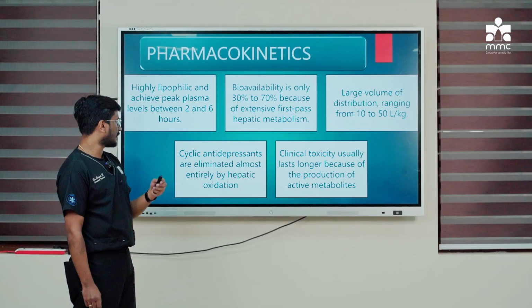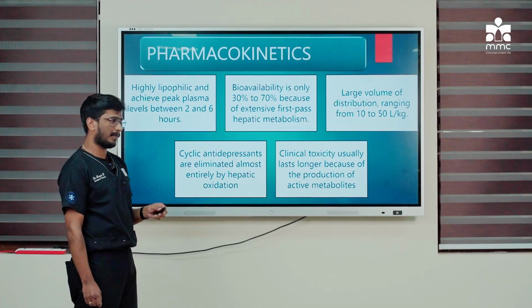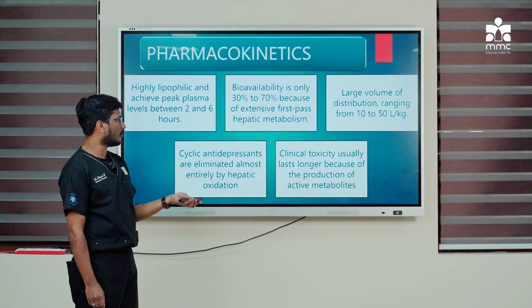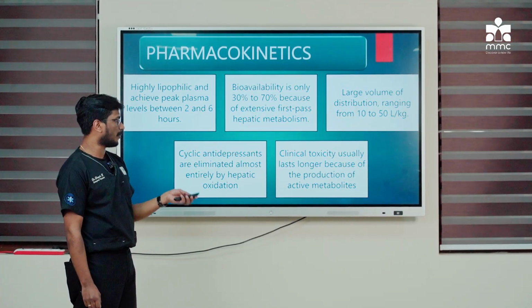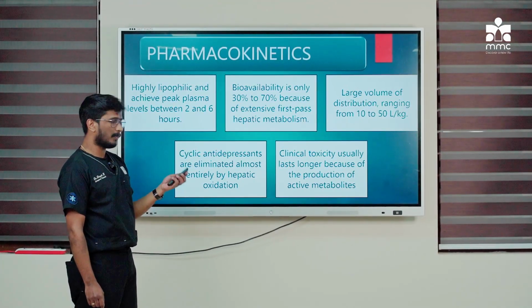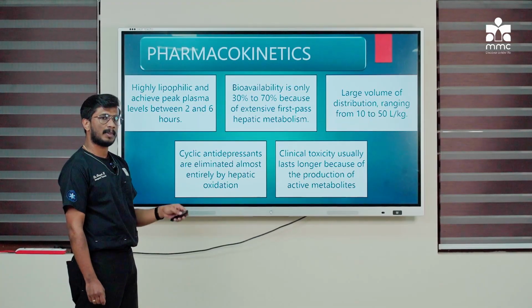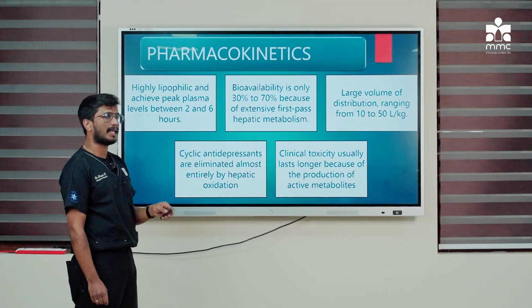Cyclic antidepressants are eliminated almost entirely by hepatic oxidation. Clinical toxicity usually lasts longer because of the production of active metabolites. For example, if amitriptyline is metabolized, it forms nortriptyline. Both are active metabolites.